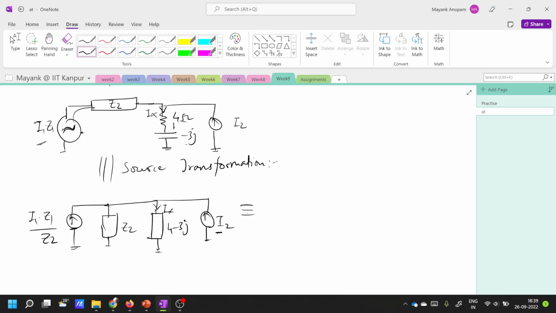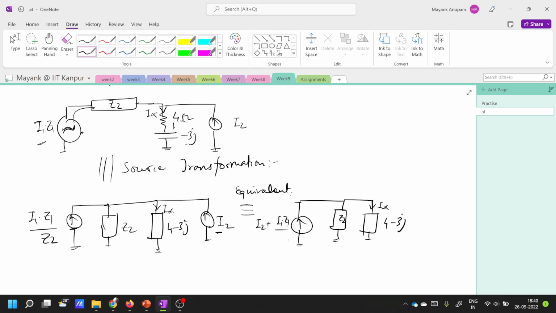So again, the equivalent here: I have a single current source, then there is impedance Z2, then there is 4 minus 3j. This is the current that I am interested in. This current source will be what? I2 plus I1 times Z1 divided by Z2. Fine. Now you can see this circuit is so simplified, right?